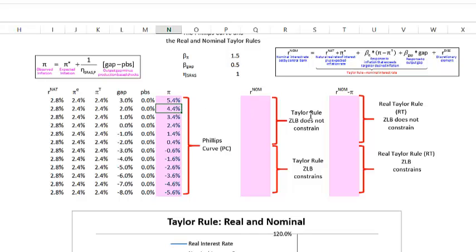We find that as the gap goes down, the inflation rate also goes down, and in this highly negative gap, we actually have a negative inflation rate. We have a deflation, okay? Let's go to step 2. Step 2, we are going to compute our nominal rate of interest according to the Taylor rule.